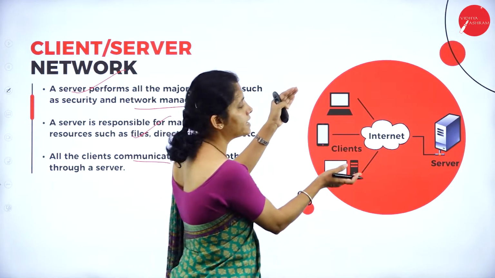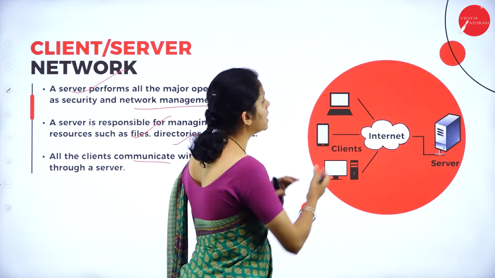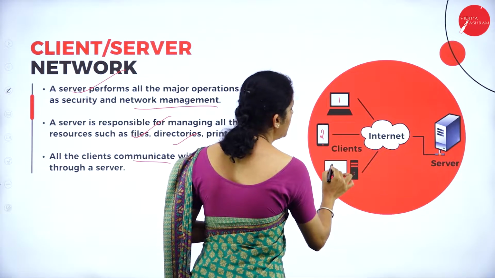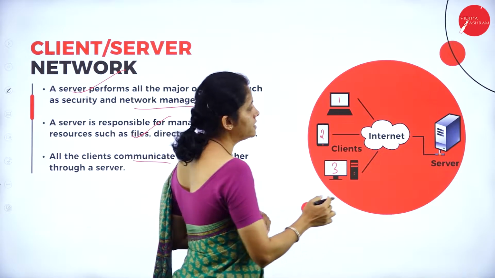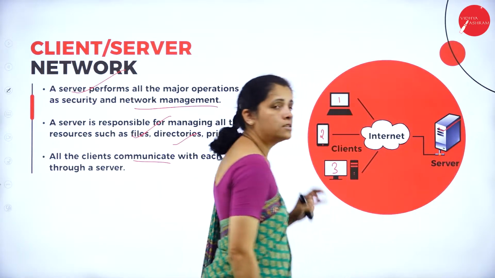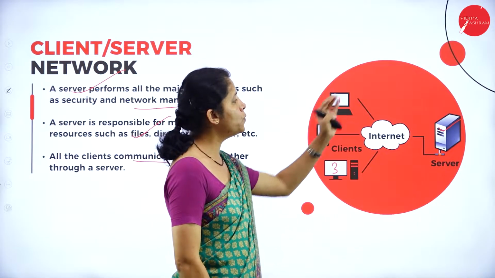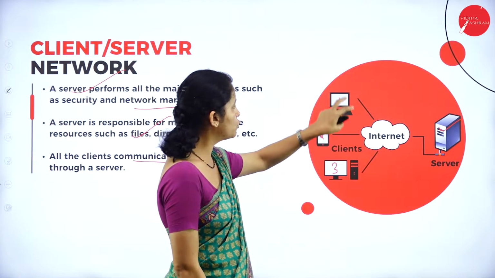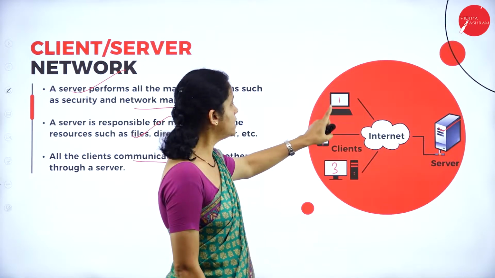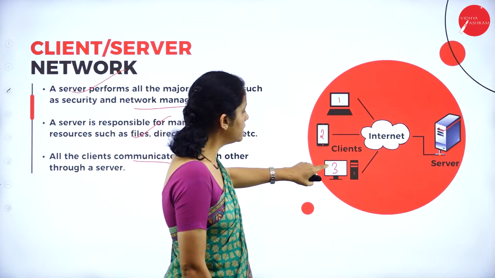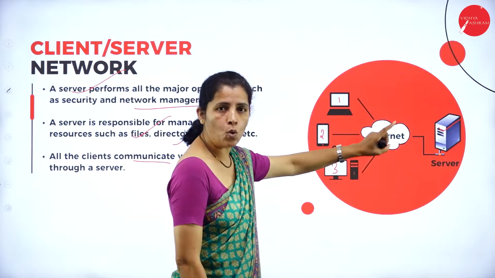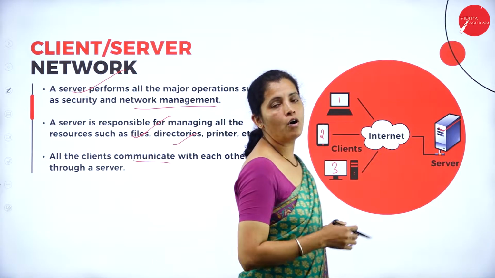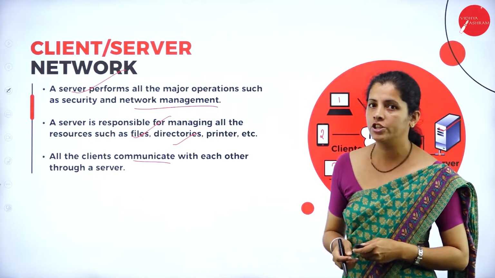See here, this is the example for client server architecture. I have client 1, client 2 and client 3. And see here, I have only one server or only one central node. And if client 3 wants to communicate with client 1, then client 3 is going to communicate only through the server. This is the best example for client server architecture.